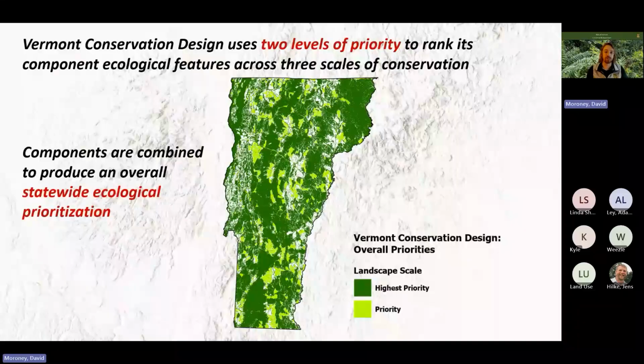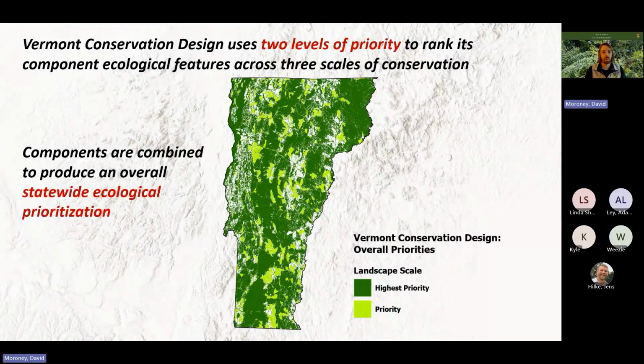All right, now Vermont Conservation Design is available to everyone to view on the BioFinder website. I'll show an example of that in a little bit. But when you look at the data, one of the first things you're going to notice is that we use two levels of priority to rank all the different ecological features and the overall priorities. So the two levels are highest priority and priority. And then, of course, there's a third level, which is it wasn't flagged at all in the conservation design. And so it's helpful to understand what these priorities really are telling us.